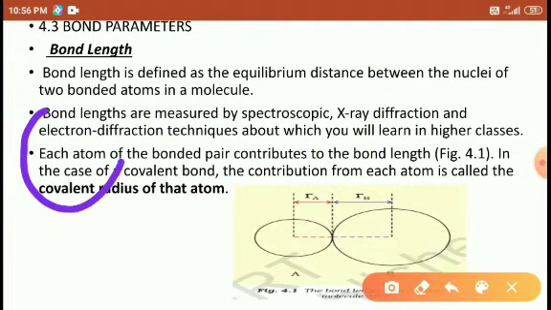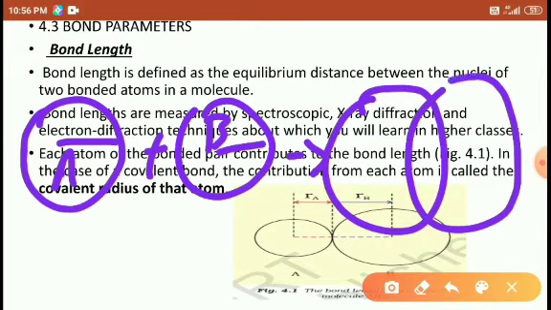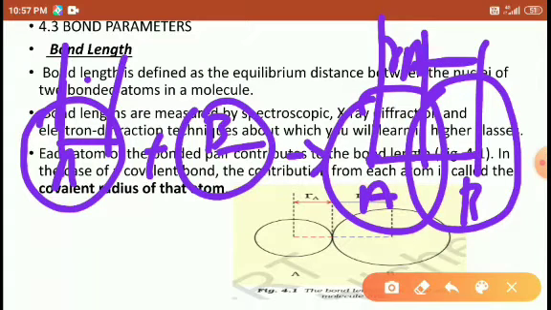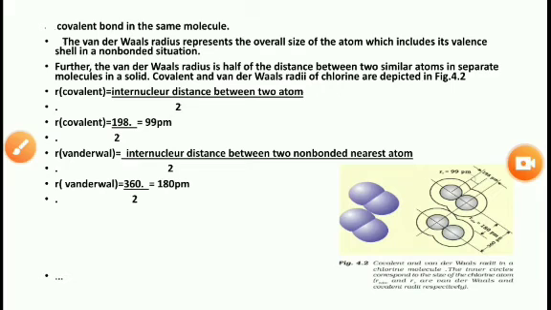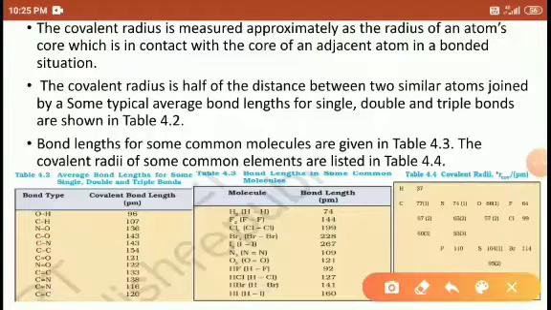Like this students, I will show you once again. The radius of atom A, the radius of atom B, and the shared part is this much. The part shared by A is the covalent radius of A, and the part shared by B is the covalent radius of B. Right students, understood? The covalent radius is the distance between the two nearest neighbor bonded atoms.